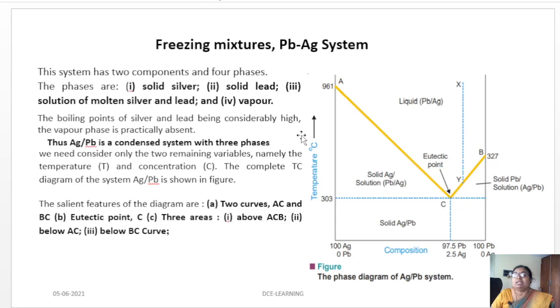Above ACB is only one phase, the liquid phase of lead and silver. Below AC and below BC, there is solid silver in equilibrium with the solution of lead and silver, and also solid lead with the solution of Ag and Pb. Below that, everything is solidified, and only solid silver or lead will appear.